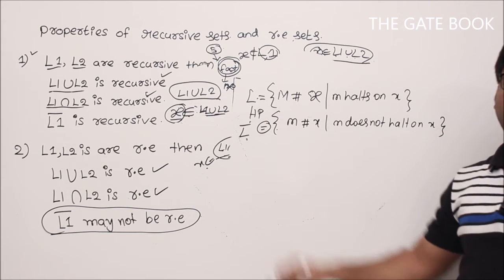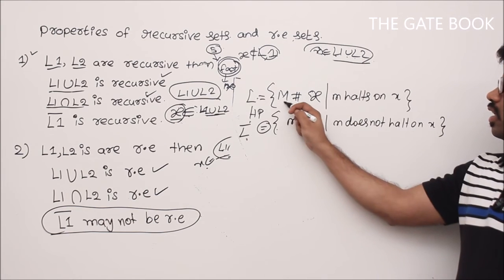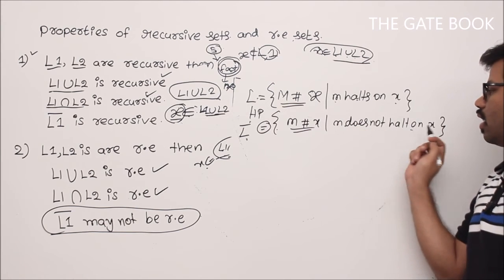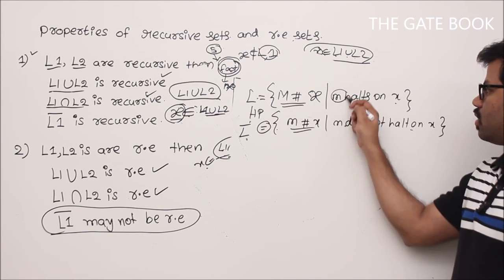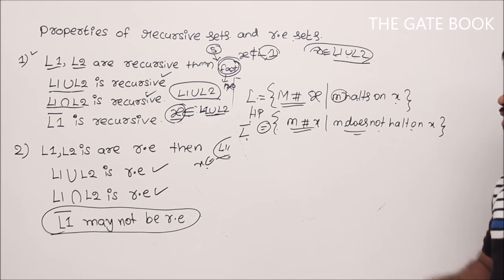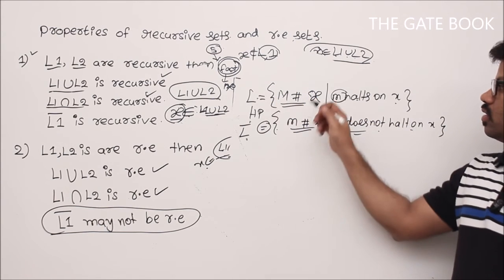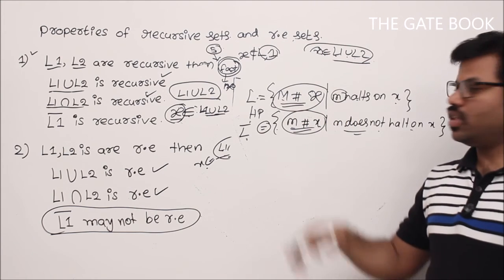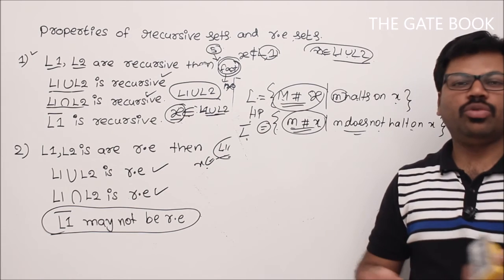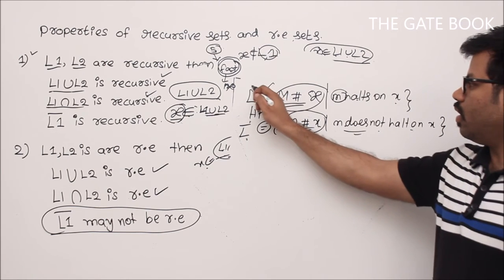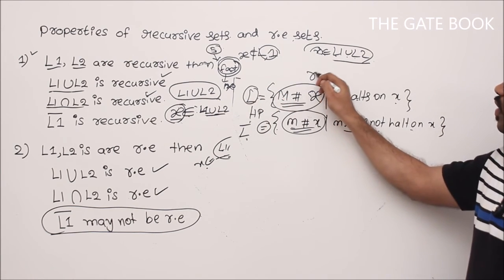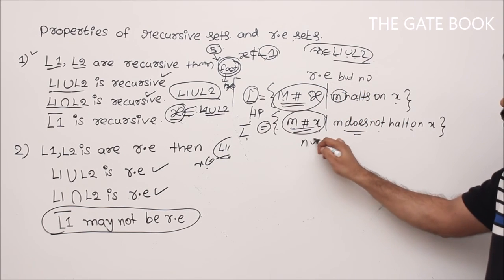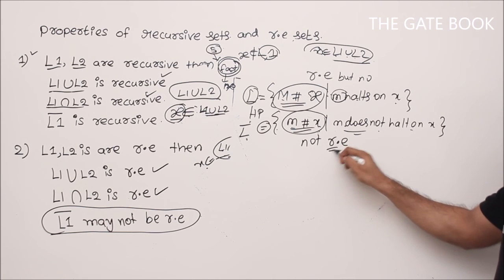Halting problem's complement. Everyone read it. These are all the strings where M halts on x. These are all strings where M does not halt on x. In the world, a Turing machine either halts on x or does not halt on x, so only two cases exist. So these two are quite opposite, otherwise mutually exclusive. Then what is this language? Recursively enumerable, we know that, but not recursive. And what is this language? Already I proved that it is not recursively enumerable.